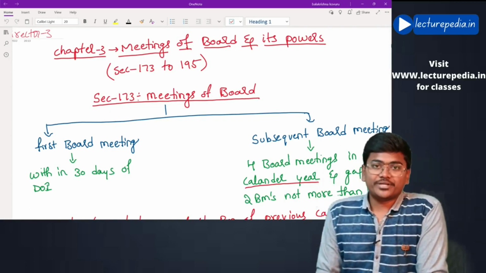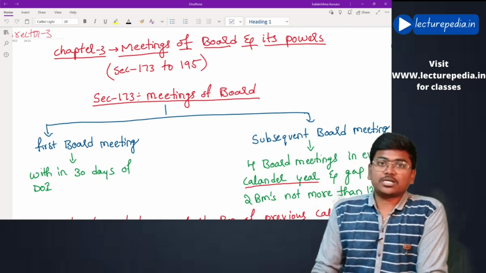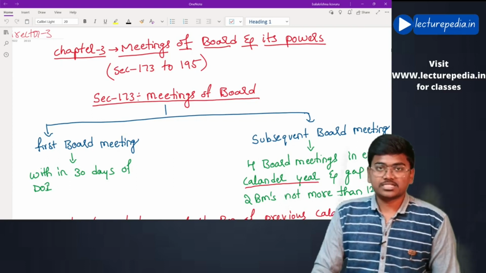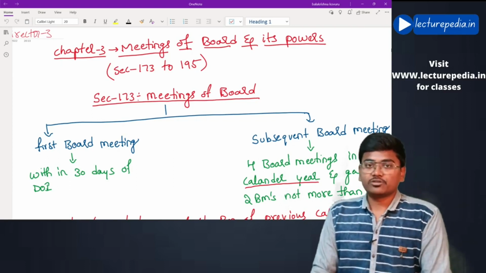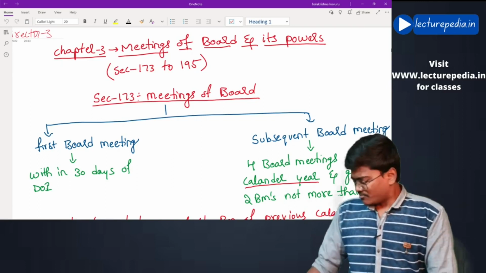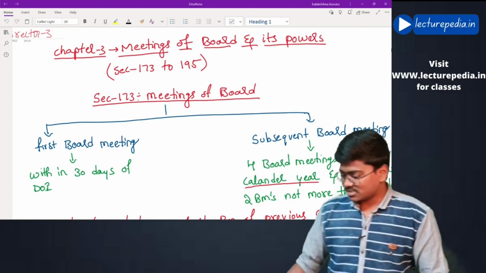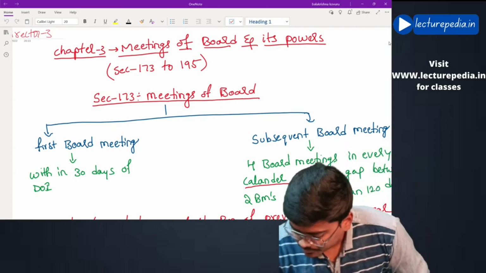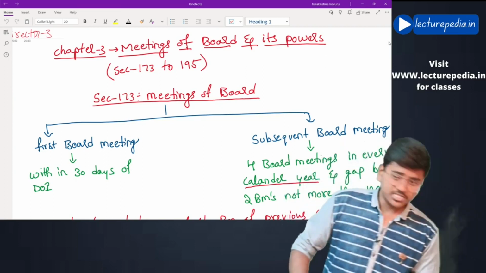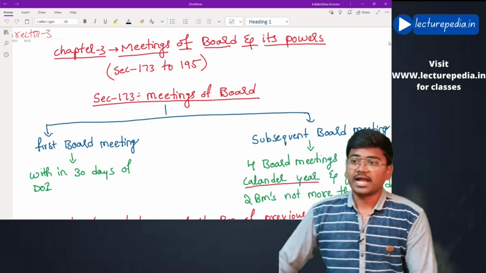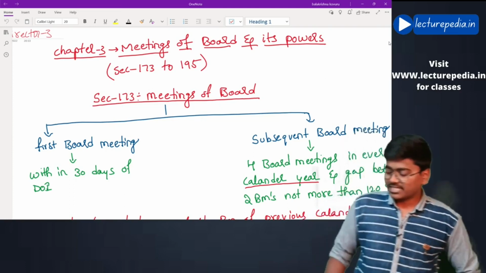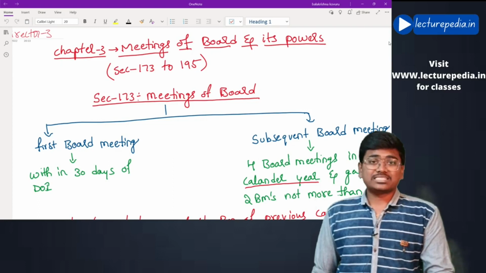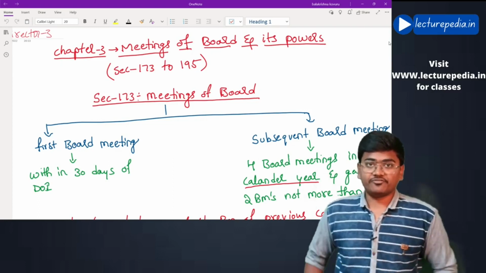Till now we have completed revision of two chapters relating to directors. That was appointment and qualification of directors, and appointment and remuneration of managerial personnel. Now in this class we will be discussing the balance chapter relating to directors, that is meetings of board and its powers. Basically in this chapter we will be having from section number 173 to section number 195.